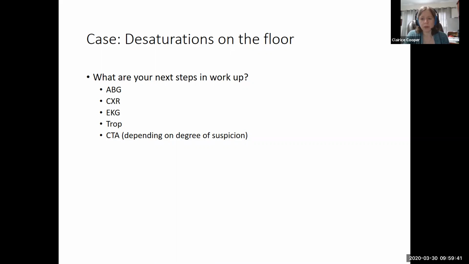It did come up as a question from one of the students about getting a D-dimer. And while a D-dimer is an excellent test for its high negative predictive value for patients coming through the emergency department, it's not as helpful in a trauma or surgical patient because the D-dimer is almost universally elevated in these populations.